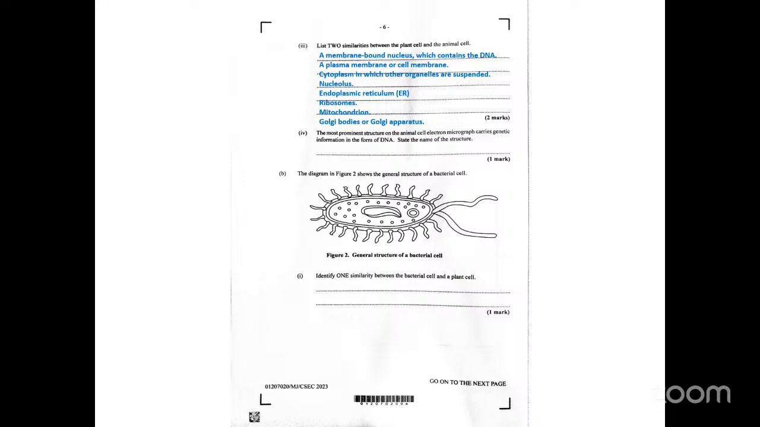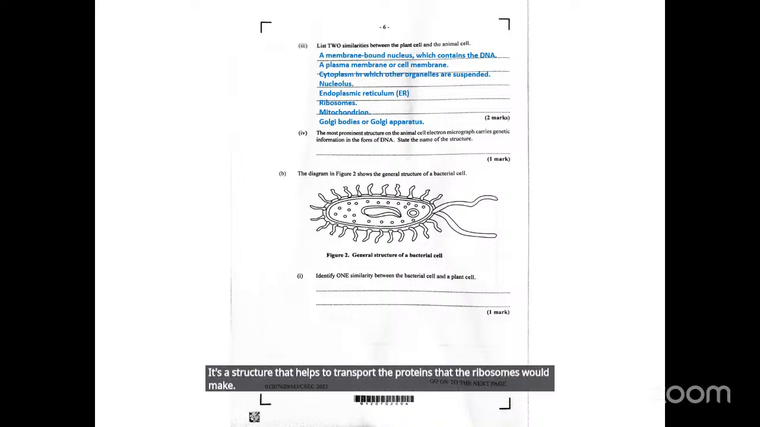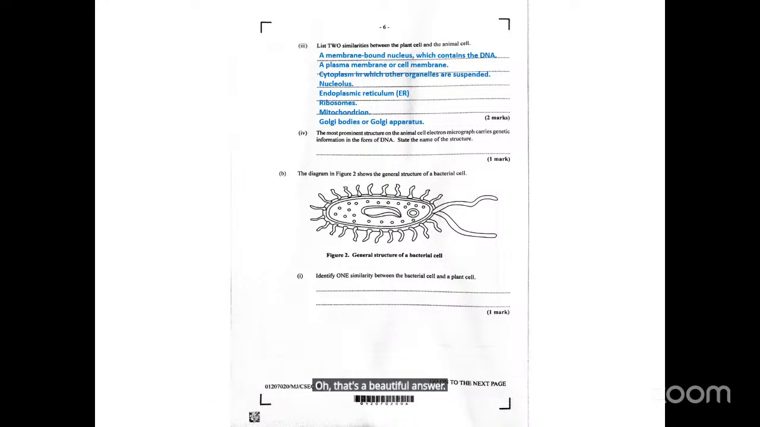It's a structure that helps to transport the proteins that the ribosomes would make. Oh, that's a beautiful answer. Yes, Mobi. Mobi in town. I like that. Yes, beautiful.